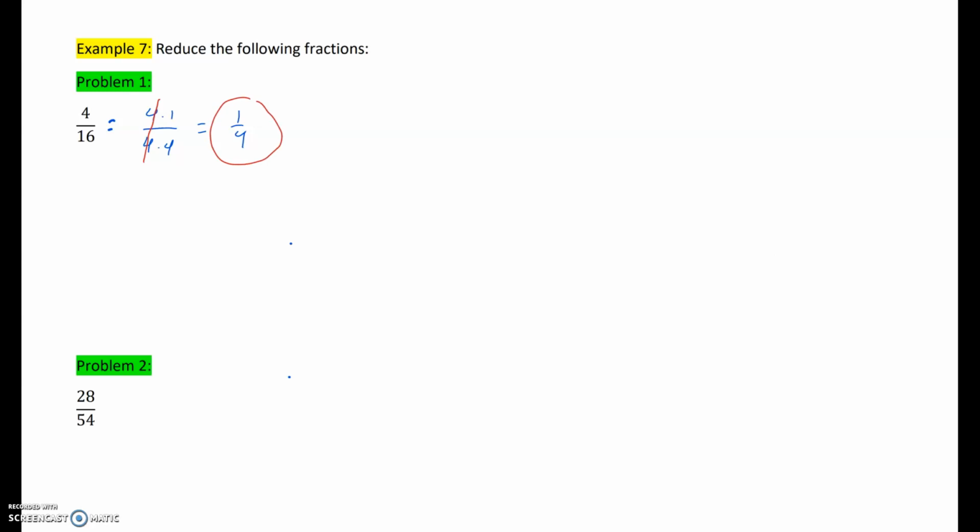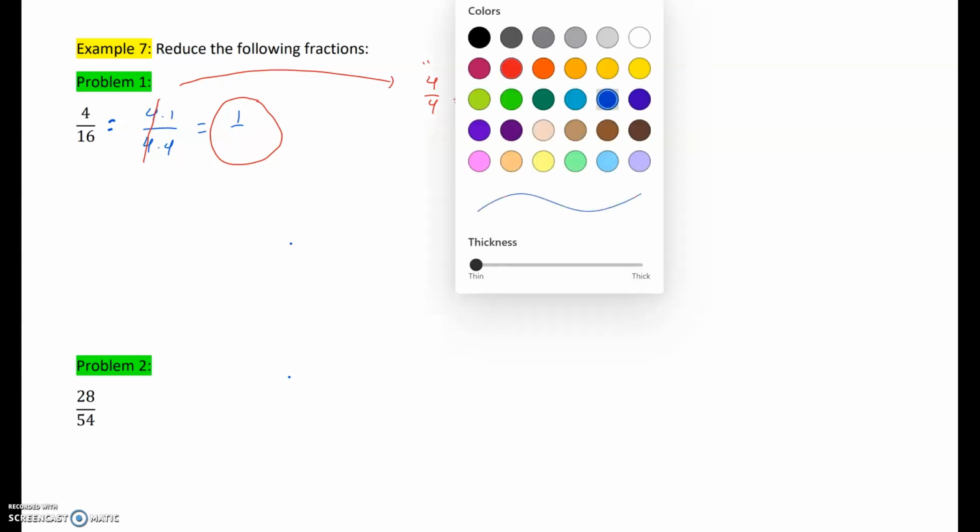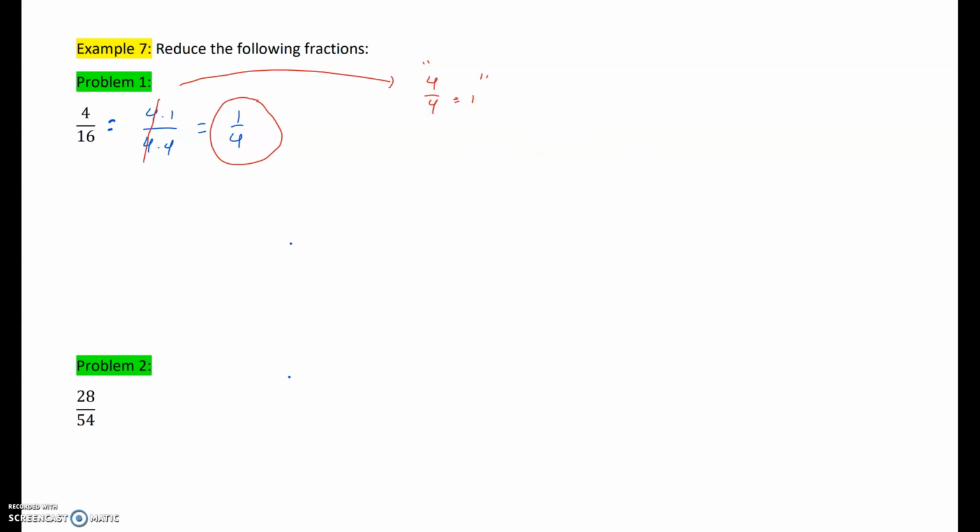The reason that we can carry on this cancellation is because you have 4 over 4, which is equal to 1. So the common factors just give us a total of 1. They're just like extra baggage. In this case, our final answer is 1/4. Let me rewrite the 4. That would be our final answer for that question. Let's take a look at problem 2.